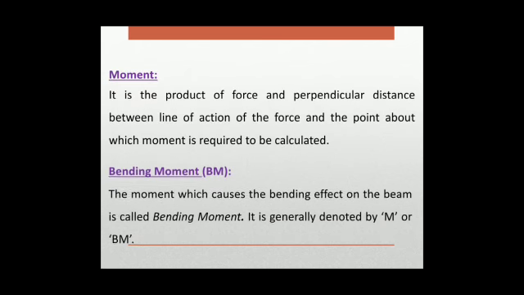Now see moment. It is the product of force and perpendicular distance between line of action of force and the point about which moment is required to be calculated. Bending moment, that means BM. The moment which causes the bending effect on beam is known as bending moment. It is generally denoted by M or BM.